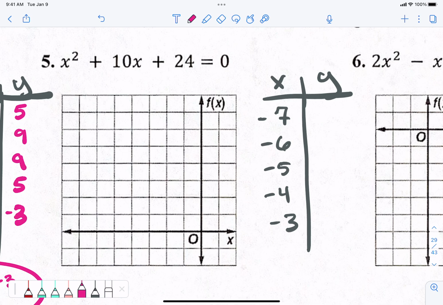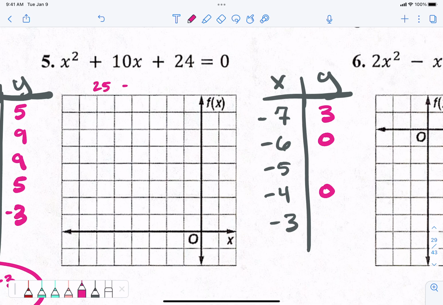I'm going to give you these numbers. 49 minus 70 plus 24 is 3. 36 minus 60 plus 24 is 0. That's what I got too. -4 is at 0 also. -5 is at 3.